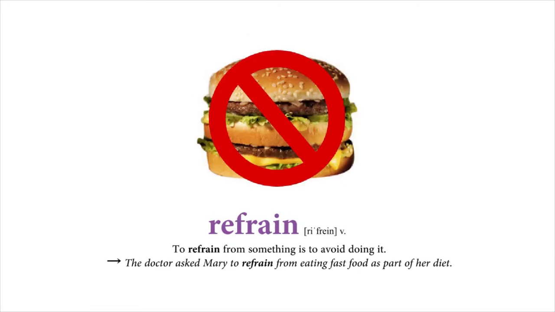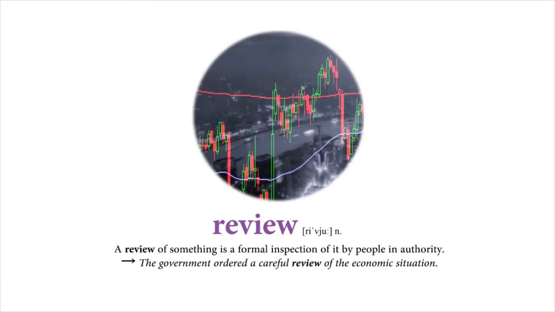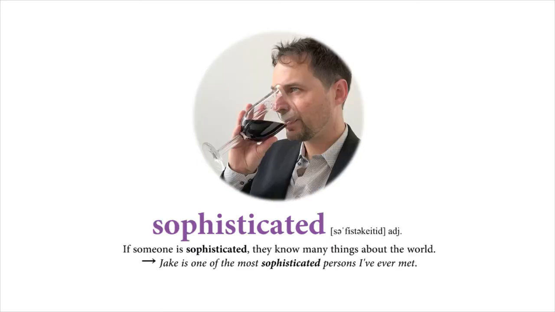Refrain. To refrain from something is to avoid doing it. The doctor asked Mary to refrain from eating fast food as part of her diet. Review. A review of something is a formal inspection of it by people in authority. The government ordered a careful review of the economic situation. Sophisticated. If someone is sophisticated, they know many things about the world. Jake is one of the most sophisticated persons I've ever met.